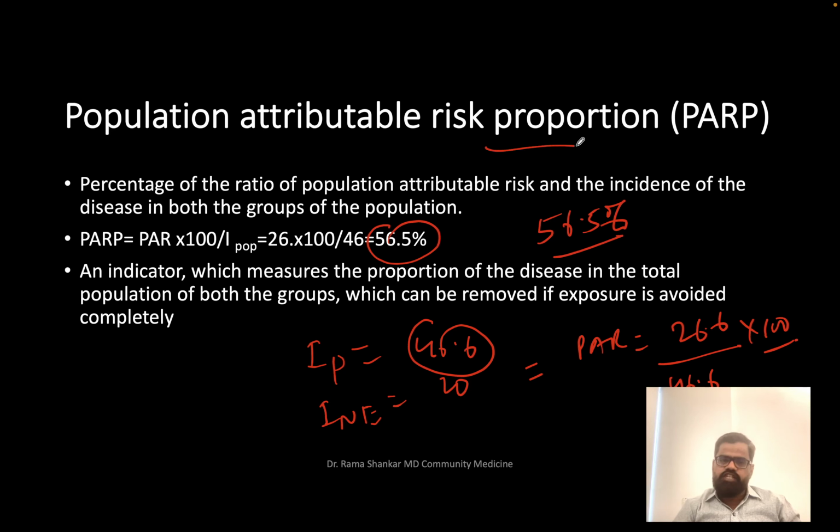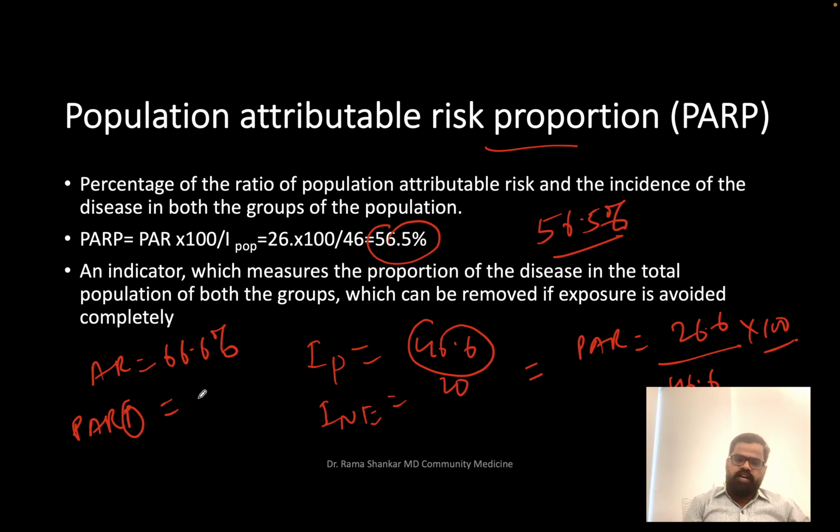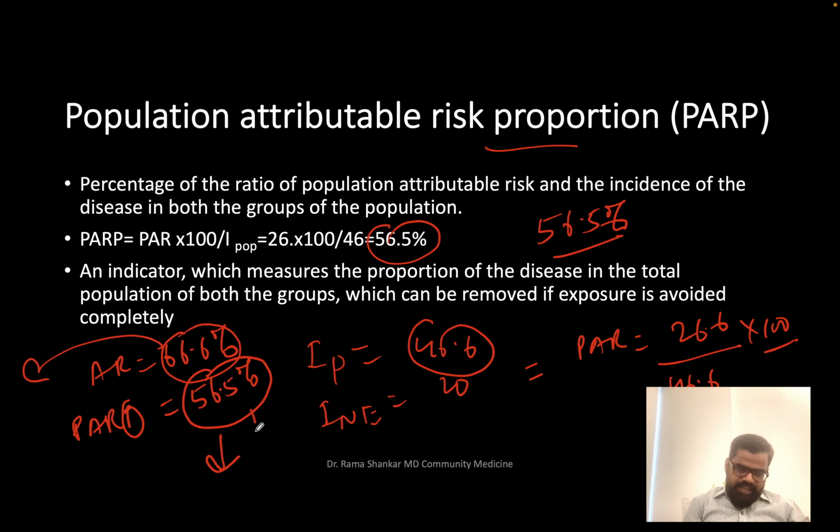This we now also say as population attributable risk proportion, or generally a population attributable risk also in percentage form. So now if you see, attributable risk was 66.6%, if you remember. Population attributable risk proportion is 56.5%. Now this indicator is better, because attributable risk gives information for only the exposed group, but here you are getting information about attribution in the entire population. So I am concerned about the population, not only a particular group. So we calculate population attributable risk. Okay.